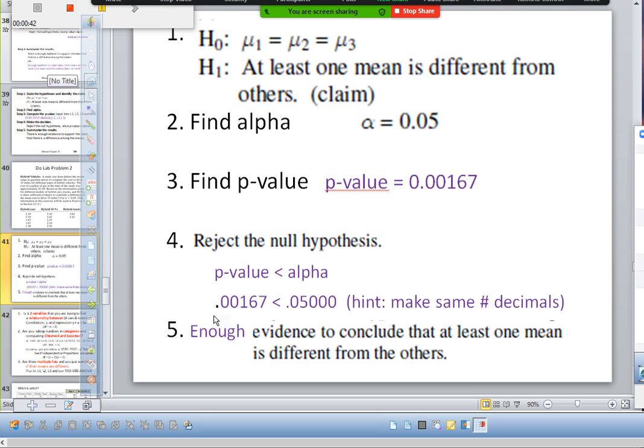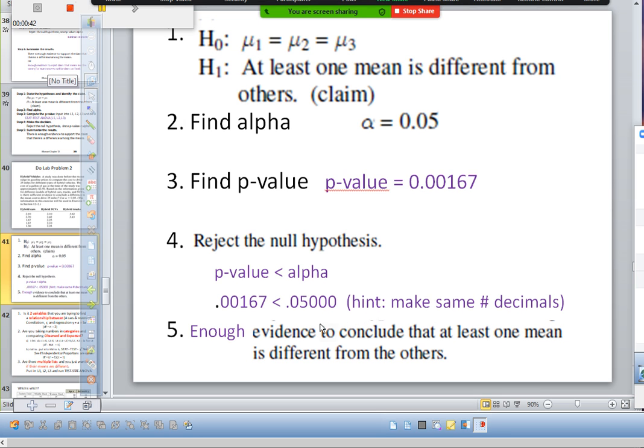And again, you're going to compare them. You're not drawing a picture for this one. There's no pictures for this one because you don't have a critical value. So instead, you have to write out that p-value is less than alpha, or not less than alpha, or greater than alpha, whichever one it is. Right. So in this case, p-value is less than alpha. 0.00167 is less than 0.0500.